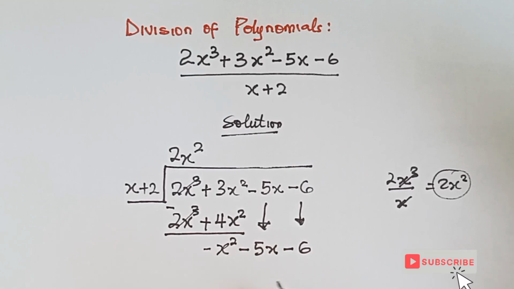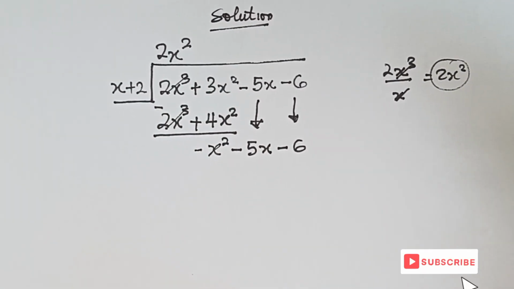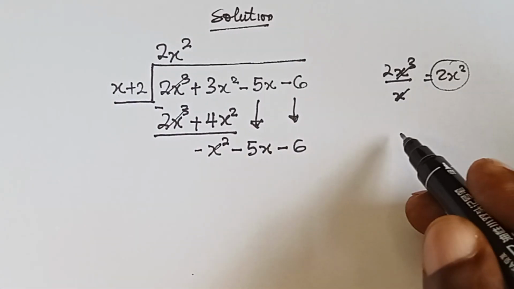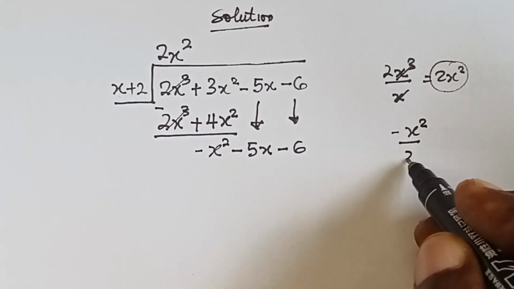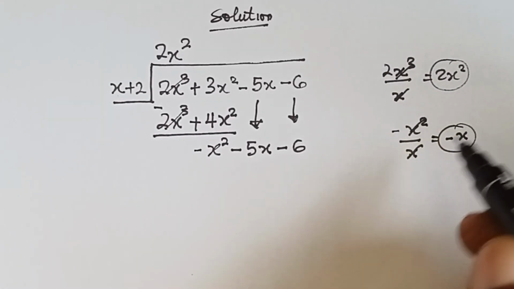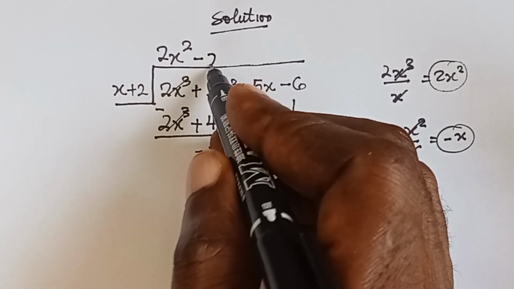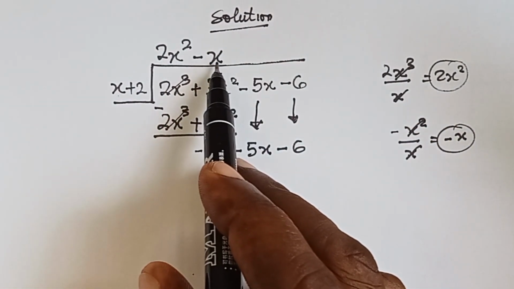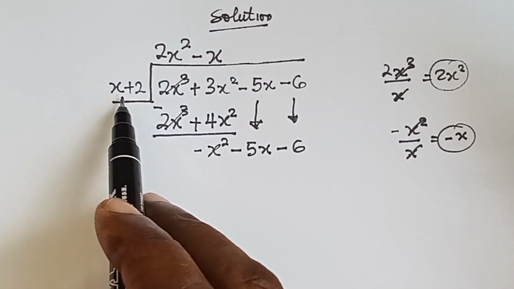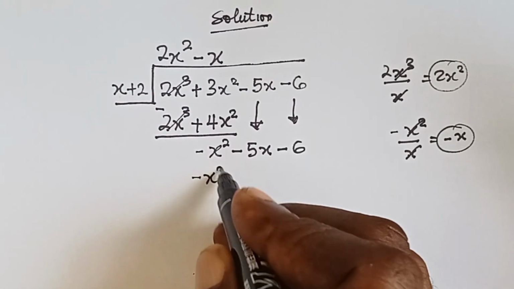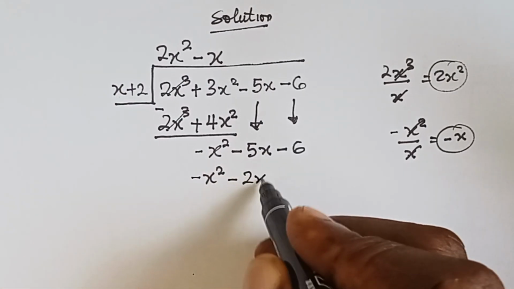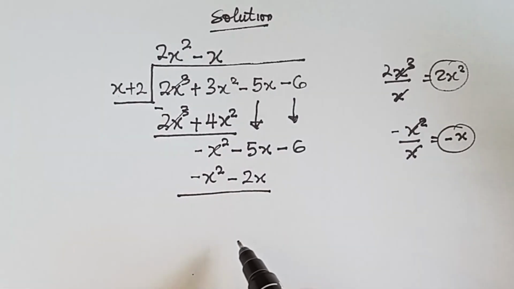All right, so we repeat the process. What we are doing next is we are dividing minus x squared by x. So we have minus x squared, we divide it by x, and that will give us minus x. All right, so we write the minus x here. Then we are going to multiply this minus x by x plus 2. So minus x times x gives us minus x squared. Then minus x times plus 2 will give us minus 2x. Then we subtract again.